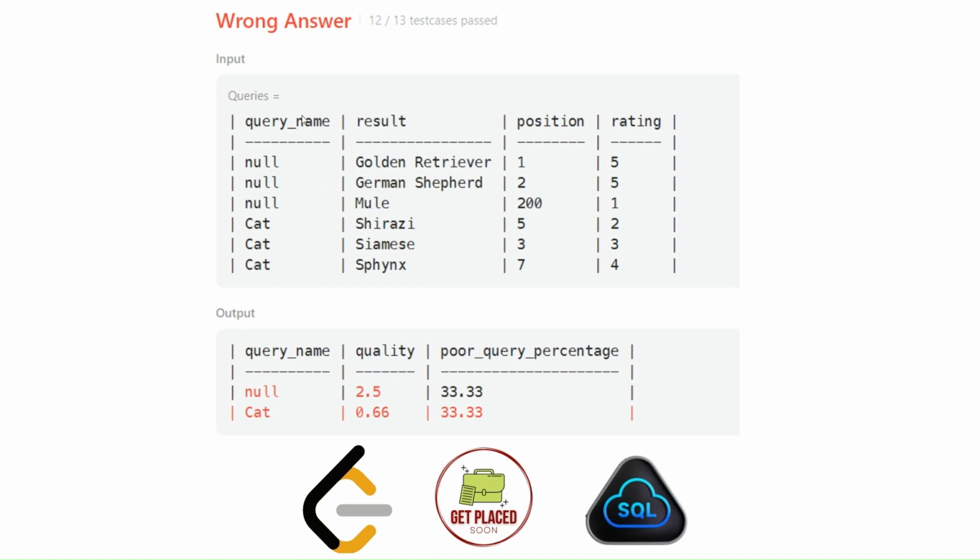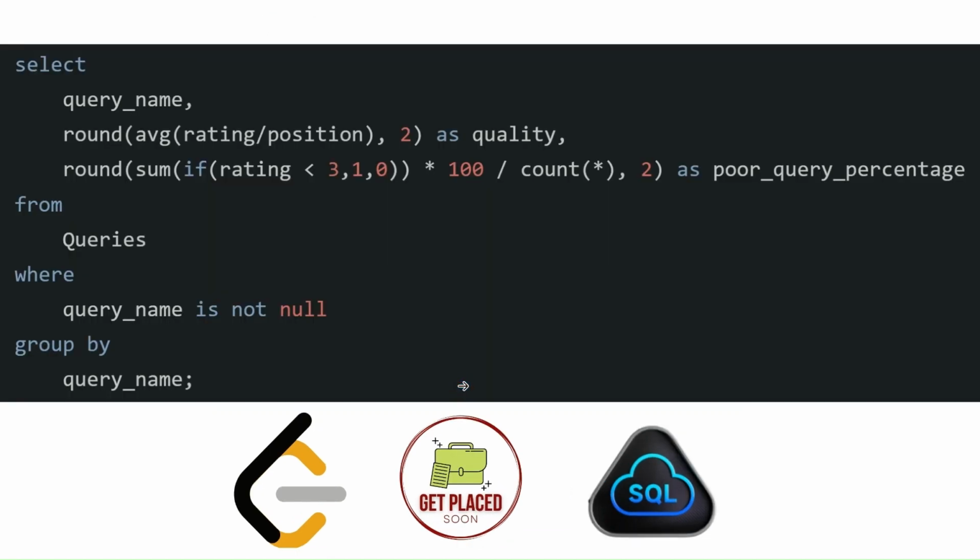Okay, now when you add that statement, in the output this will not be mentioned. So this is how we solve this problem. I hope you understood. If you have any doubts, make sure you comment below.